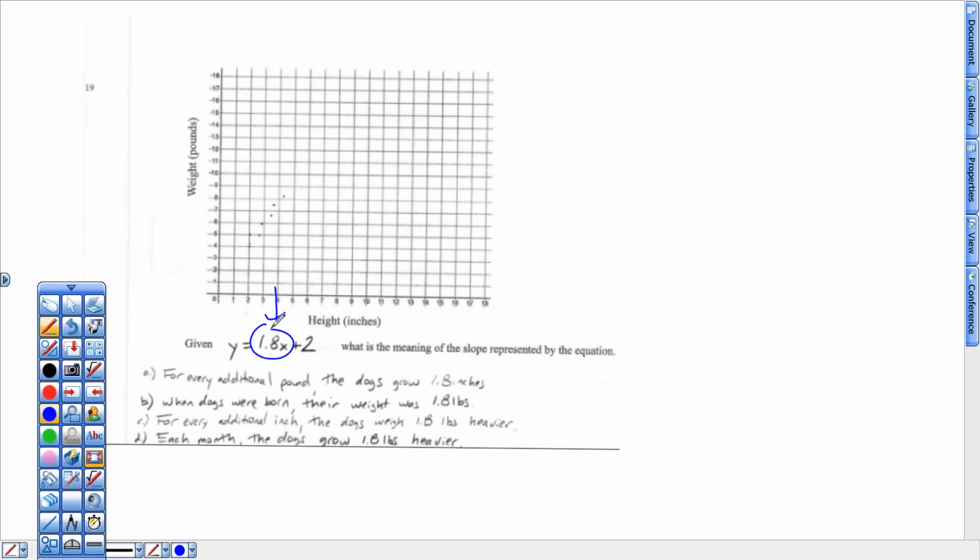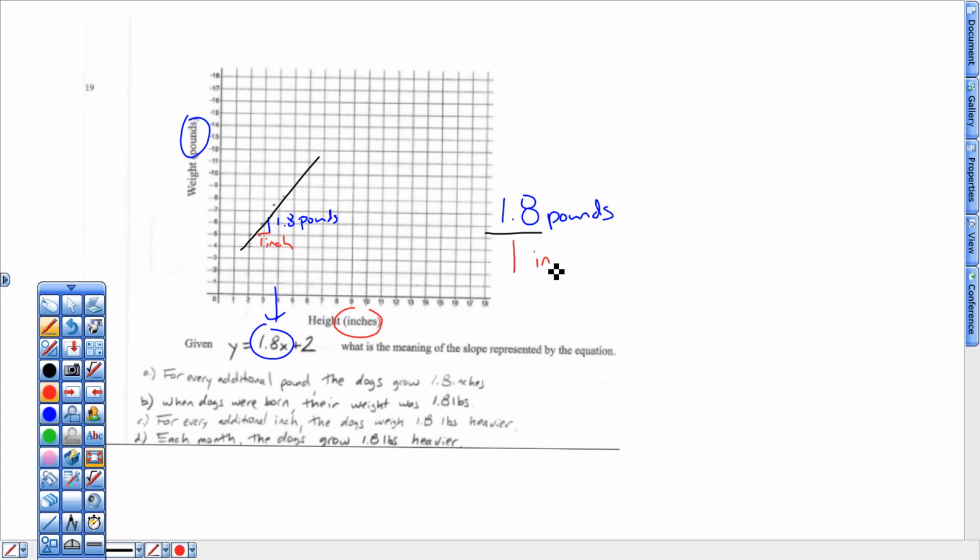That 1.8 written as a fraction is 1.8 over 1. That 1 is really my run, and then I got to use this. This is 1 inch for my run, and then my rise is about 1.8. Not very much, but that is pounds. That's where I'm getting these units for that line right there. Every time I go over 1 inch, I'm going up about 1 pound. So this is 1.8 pounds for every 1 inch.